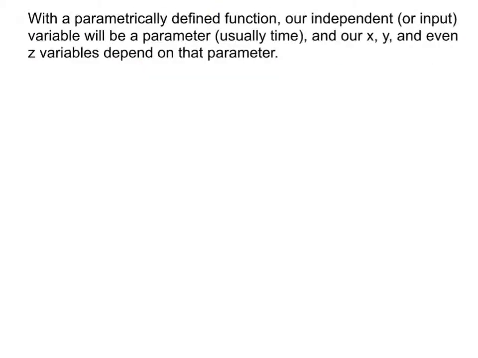So with a parametrically defined function, our independent variable, our input variable, is going to be a parameter. And that means it's something like time. And our x and y and even z variables will depend on that parameter. So when we have a parametrically defined function, we're going to have things like, okay, x will be equal to t squared minus 1, and y might be equal to the sine of t. And so the idea is it's not like you're plugging in x and getting back y. You're actually plugging in t and getting back x and y.